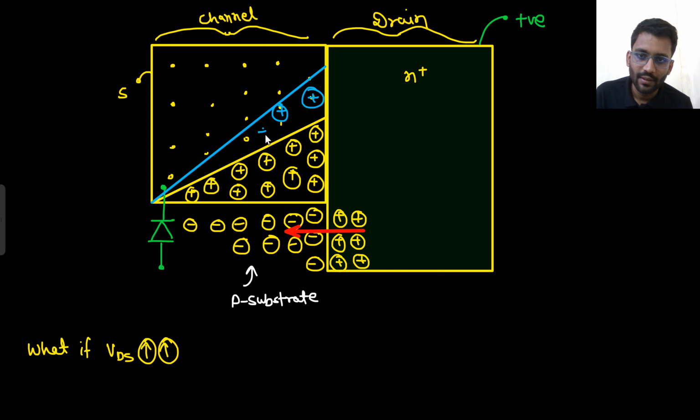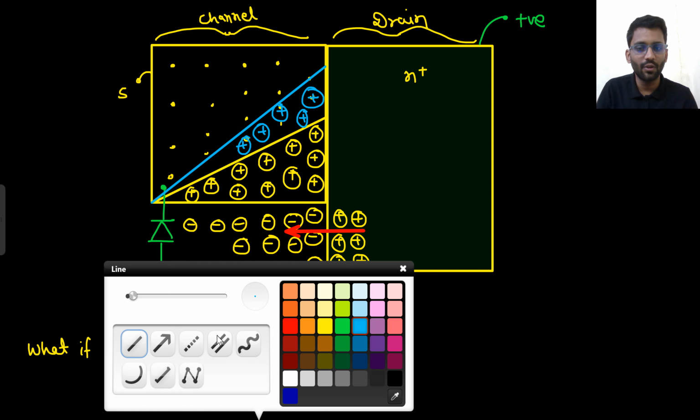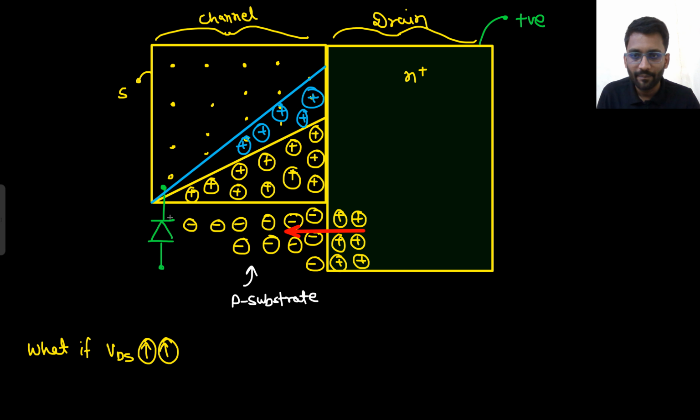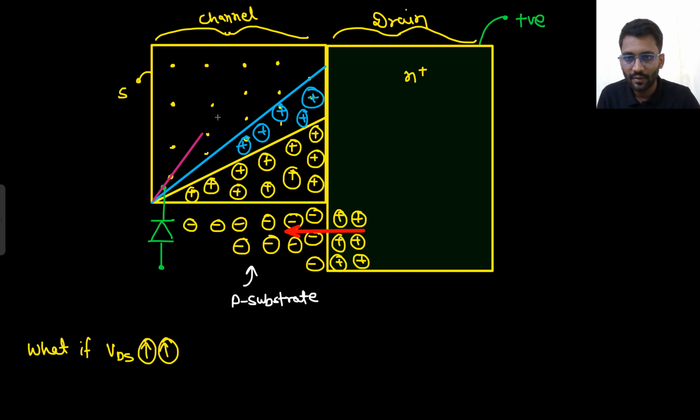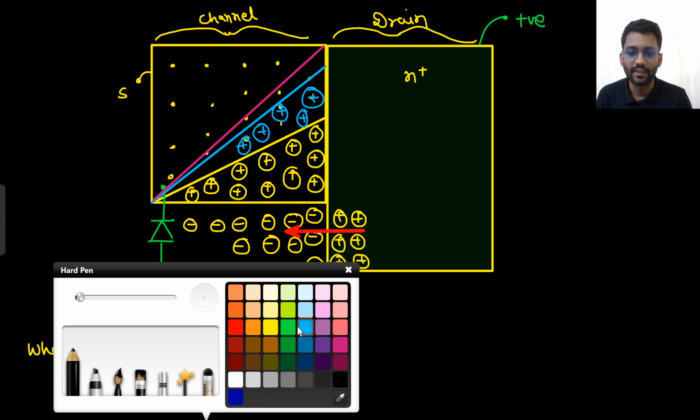So slowly, this part of the channel is getting depleted of charge carriers. If I am increasing the VDS value, more positive potential will be coming on the channel. Because of that, the channel is getting depleted of charge carriers. Positive potential means reverse bias, and reverse bias means the depletion region is increasing. So the depletion width is increasing. If I increase more, then the depletion width will increase more.